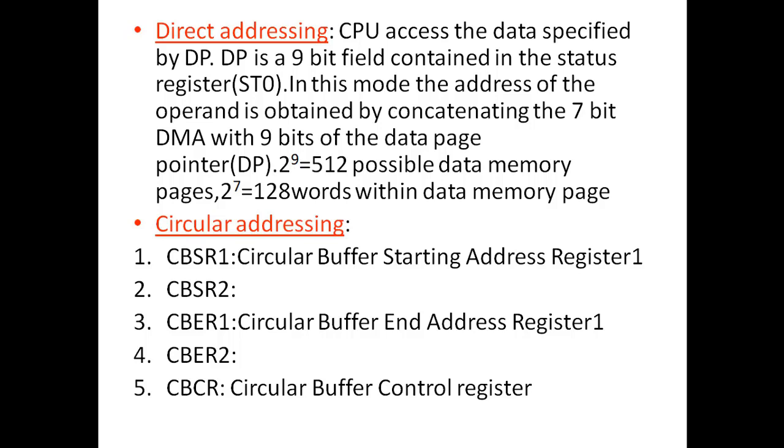The data page pointer is a 9-bit field contained in the status register. In this mode, the address of the operand is obtained by concatenating the 7-bit DMA with the 9 bits of the data page. Circular addressing uses circular buffer starting address register 1, circular buffer end register 1, and circular buffer control register.